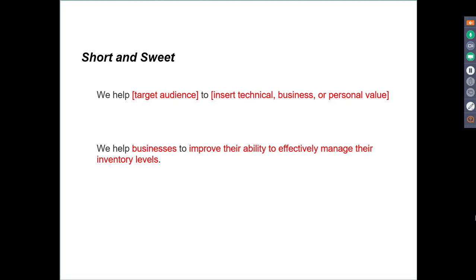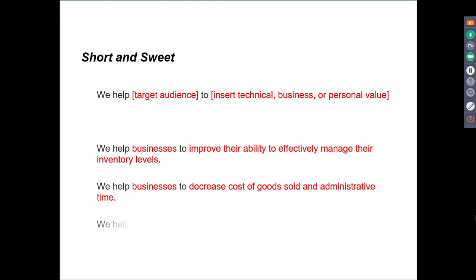Anyway, we help businesses to improve their ability to effectively manage their inventory levels. We help businesses to decrease cost of goods sold and administrative time. We help VPs of operations to hit quarterly production targets. So three examples there. The first is technical, the second is business, and the third is a personal improvement. So short and sweet.